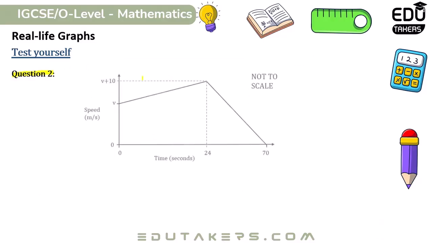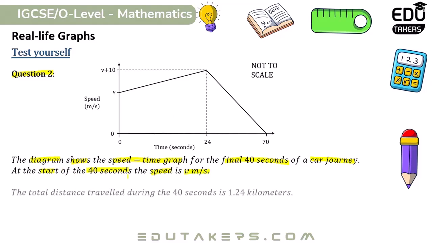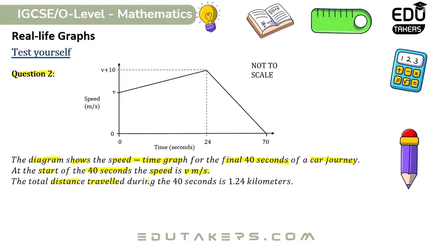Question number 2. The diagram shows the speed time graph for the final 40 seconds of a car journey. At the start of the 40 seconds, the speed is v meter per second. The total distance traveled during the 40 seconds is 1.24 kilometers. Find the value of v. It's a 4 mark question.